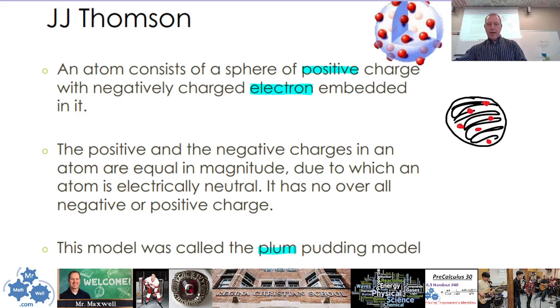Now, where are the blanks in this one? The positive and negative charges in an atom are equal in magnitude. They're opposite charges, but equal, so they completely balance each other off. One negative and one positive balance each other off, due to which an atom is electrically neutral. That means it has no overall positive or negative charge.